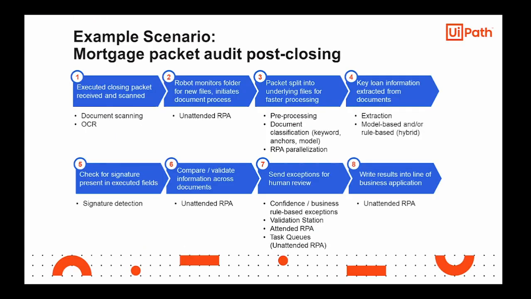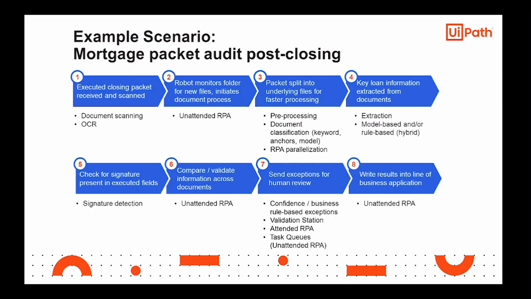To help you understand the document understanding framework, let's look through the example scenario of mortgage package audit post-closing. So first of all, executed closing package is received and scanned using OCR. That is, the documents are digitized. Then the robot monitors folder for new files and initiates document process with unattended RPA. After that, the packet is split into underlying documents, and those documents are classified for further processing.